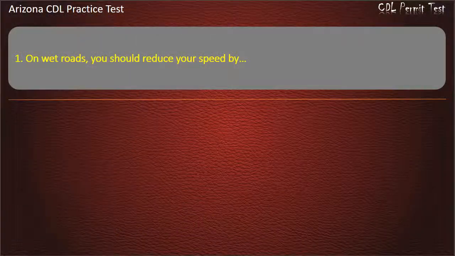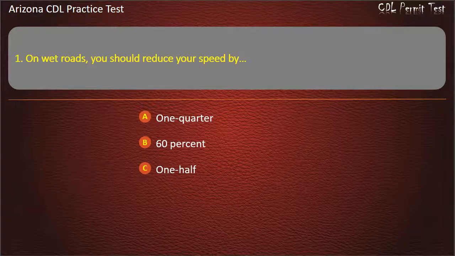Question 1. On what roads should you reduce your speed by? 1/4, 60%, 1/2, 1/3. Answer. 1/3.